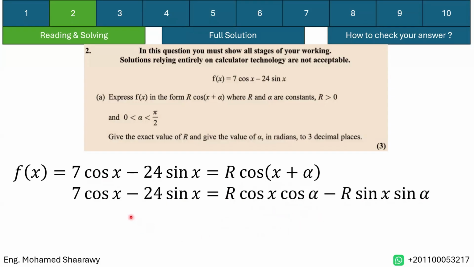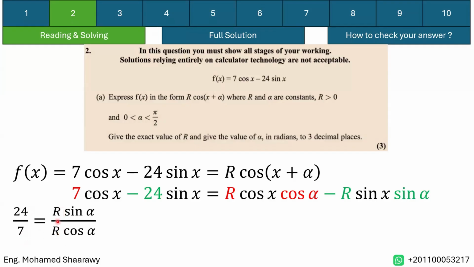Now if you focus here, the coefficient of cosine x here is 7, and the coefficient of cosine x here is r cosine alpha. This is the first thing. The second thing is that the coefficient of sine x here is negative 24, and the coefficient of sine x here is negative r sine alpha. So I can use these two equations to find r and alpha. So 7 equals r cosine alpha, and 24 equals r sine alpha. Now I can divide these two equations, or solve these two equations simultaneously. In order to solve them simultaneously, I can divide them by each other.